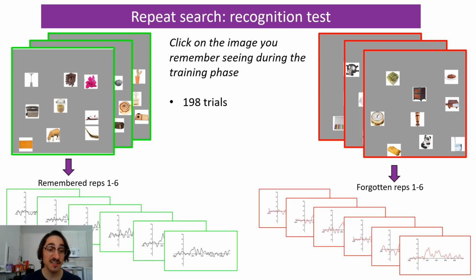By explicitly testing memory in this way, what we're able to do is go back and separate the training trials that were predictive of later memory and those that were predictive of later forgetting.